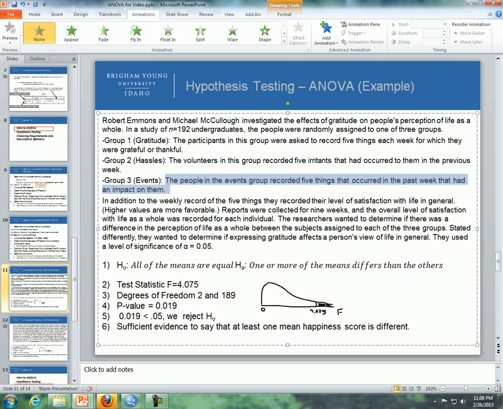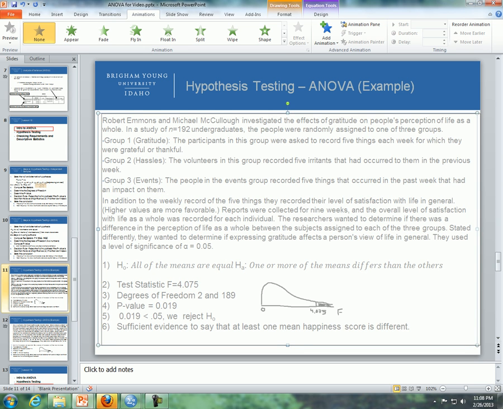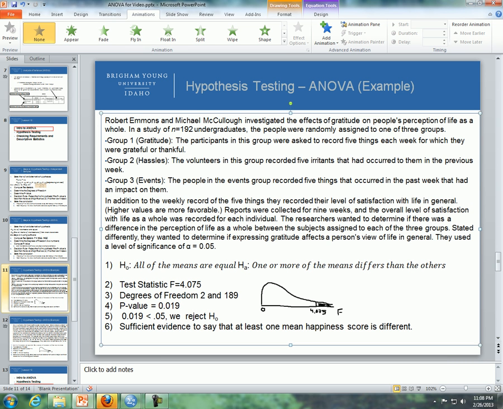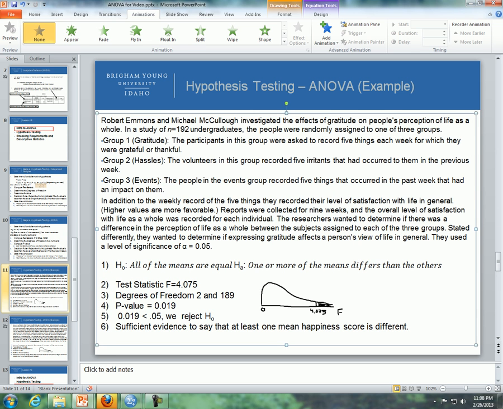You can review this on the online textbook, but basically the scores were recorded in each of those groups, and they wanted to determine if expressing gratitude affected a person's view of life in general. All 3 different groups were scored. We use a level of significance of 0.05. Step 1 is to state the null and alternative hypotheses. The null is that all the means are equal. The alternative is that one or more of the mean scores differ from the others.